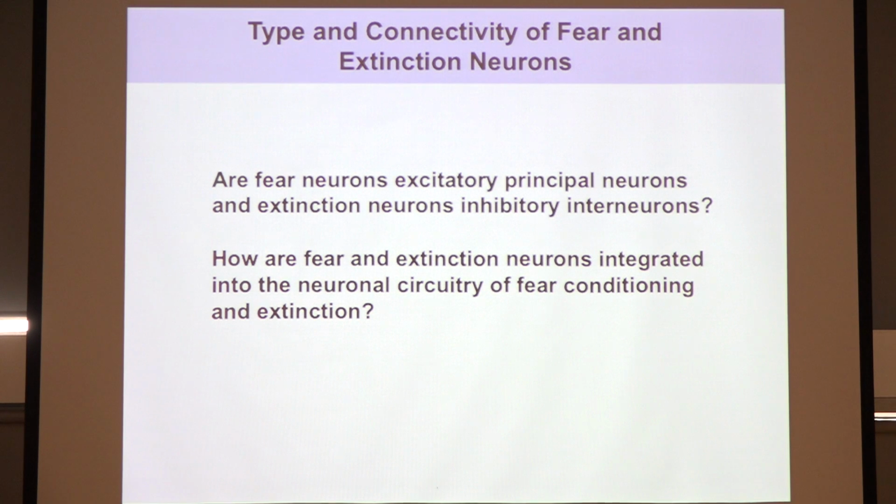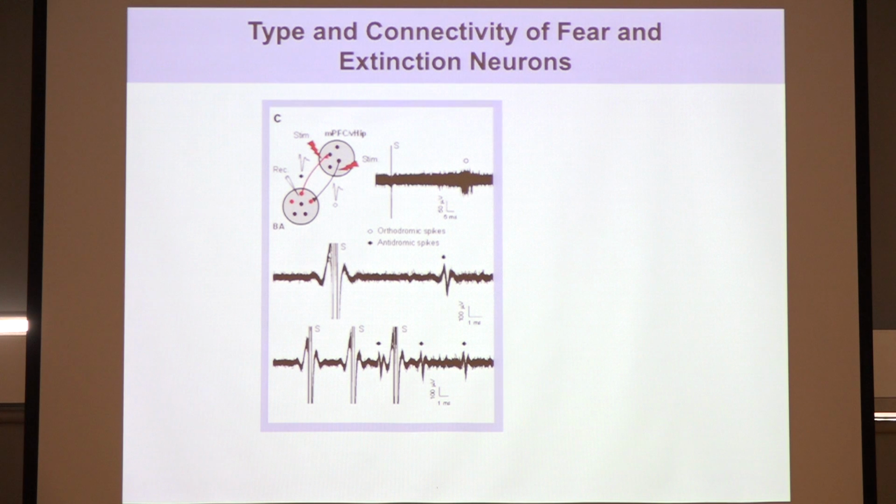Okay, so the next question we asked at this time was whether fear neurons and extinction neurons were inhibitory neurons or excitatory projection neurons, and how they were integrated into the neuronal circuitry of fear conditioning and extinction. To address this question, we used the following strategy. Again, as I told you before, at this time in 2008, optogenetics was not really developed. So how can you evaluate whether a neuron projects to a structure, that is, whether it is an excitatory neuron, and where exactly? So we designed the following experiment.